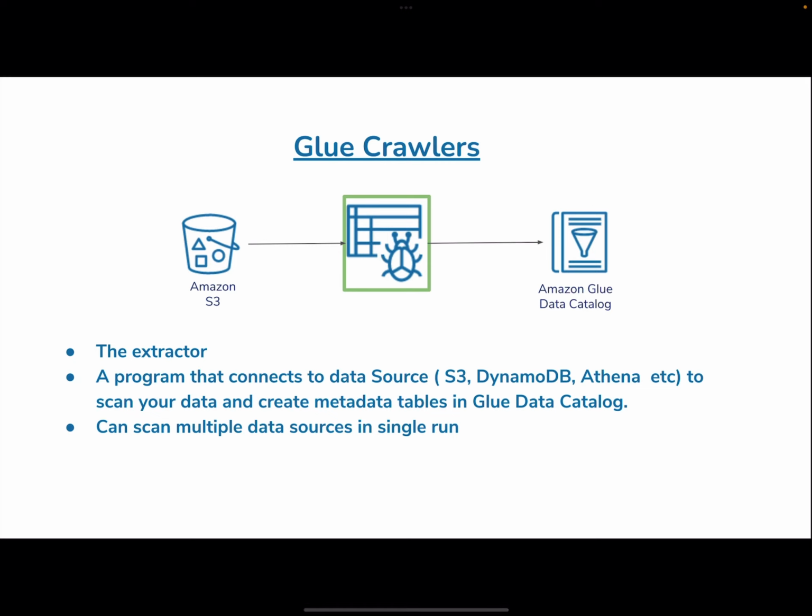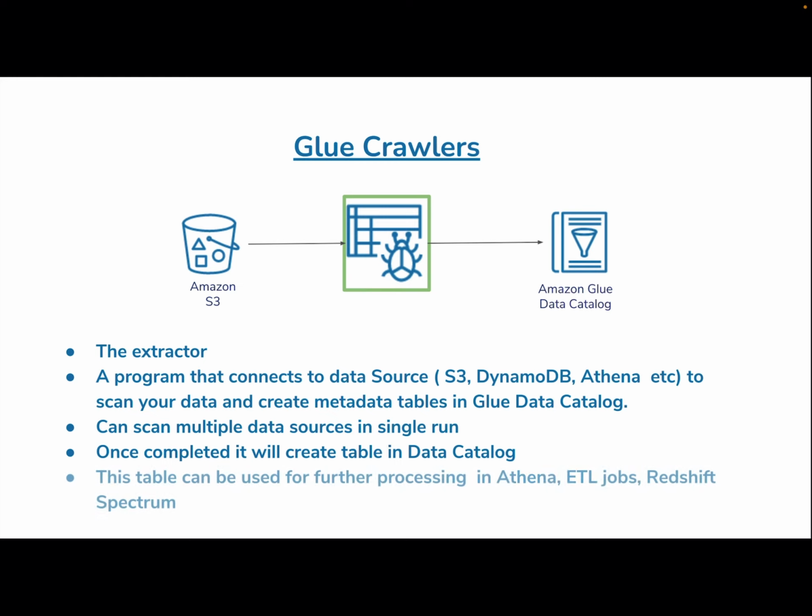It can scan multiple data sources in a single run. Once completed, it will create a table in the data catalog. This table can be used for further processing in Athena, ETL jobs, and Redshift Spectrum. Okay, so this is the primary method used by most AWS Glue users. A crawler can crawl multiple data stores in a single run. Upon completion, the crawler creates or updates one or more tables in your data catalog.